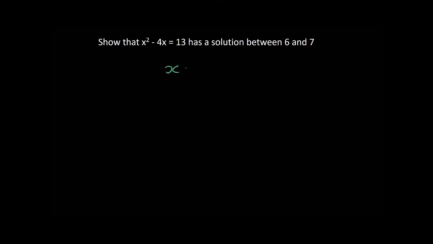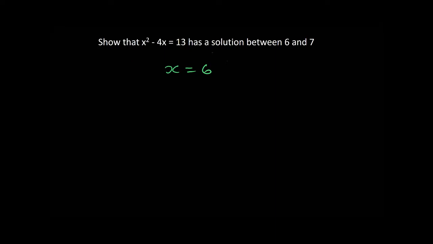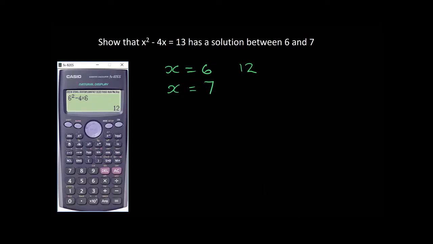But when x equals 6, we're going to type in 6 squared minus 4 times 6 equals, and that leads to 12. Do the same now for 7. Swap the 6s for 7s.